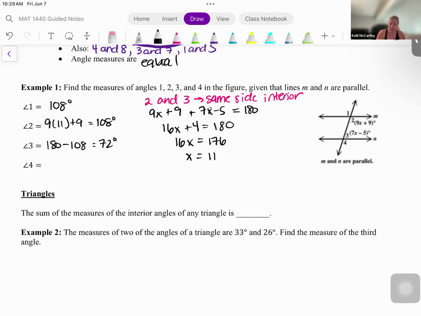Looking at the relationship between angle 2 and 4, 2 and 4 are corresponding angles, which means they have the same angle measure. So angle 4 is also 108 degrees. Now, there are other ways that we could prove these various angle measures once we found the measure of angle 2, but this is just to illustrate a couple options.